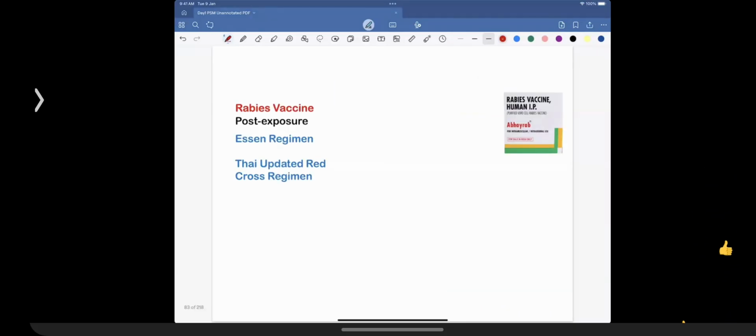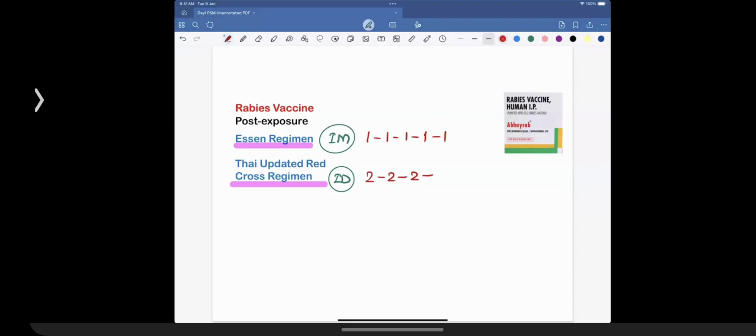Okay, rabies vaccine, examiner's favorite topic. Tell me the regimen first. The regimen which is intramuscular, what will you write on the prescription sheet of the patient? Intramuscular, very right. 1-1-1-1-1: 0, 3, 7, 14, 28. Intradermal: 2-2-2-0-2, that is day 0, 3, 7 and 28 directly. What is day 0? Day of bite, or day of starting vaccination.